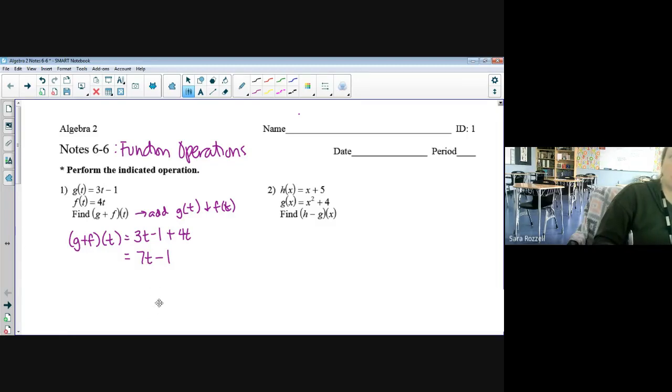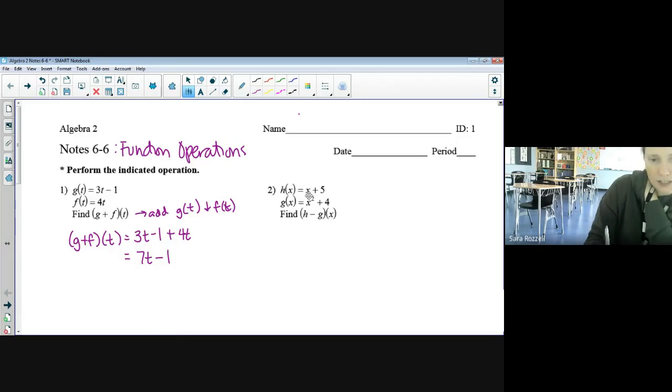Thumbs up if you're okay with that. Plus sign means we add them together. Okay. All right, on number 2, we have a minus sign. So what do you think we're going to do on number 2? We're going to subtract them. But what you have to remember when you're subtracting is we're going to have to put parentheses around whatever comes after the minus sign, because we need to distribute our negative in a minute.